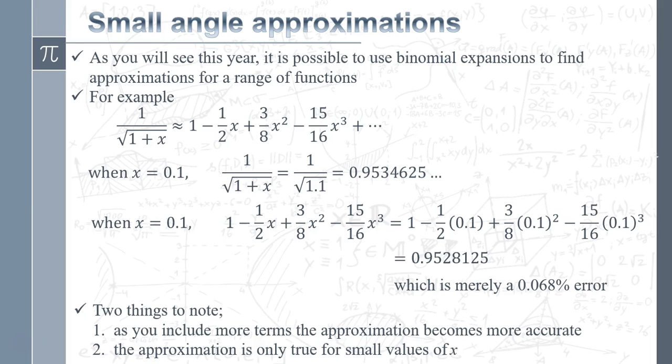Two things that are worth noting with this, and you'll get a deeper understanding of this when you do your binomial expansion topic, is that the more terms you include, the more accurate it becomes. And the second thing, and the key thing, is this only really works when we're dealing with small values of x. Beyond a certain limit, these things no longer work. So those are just two things to bear in mind as we move on to the next bit.